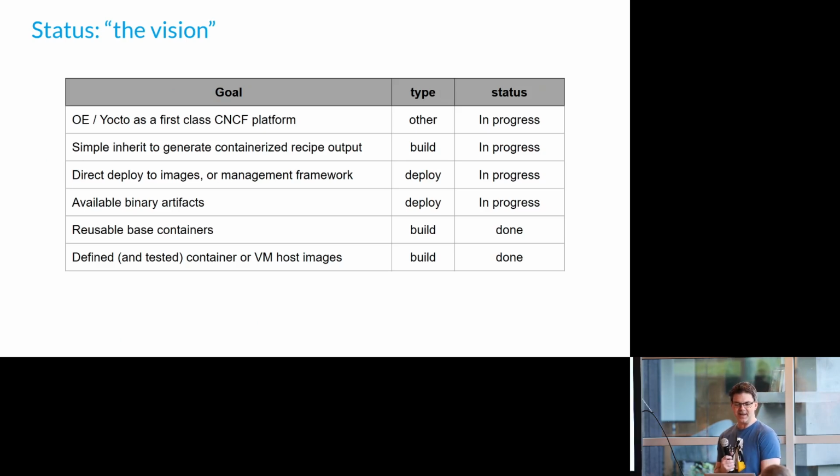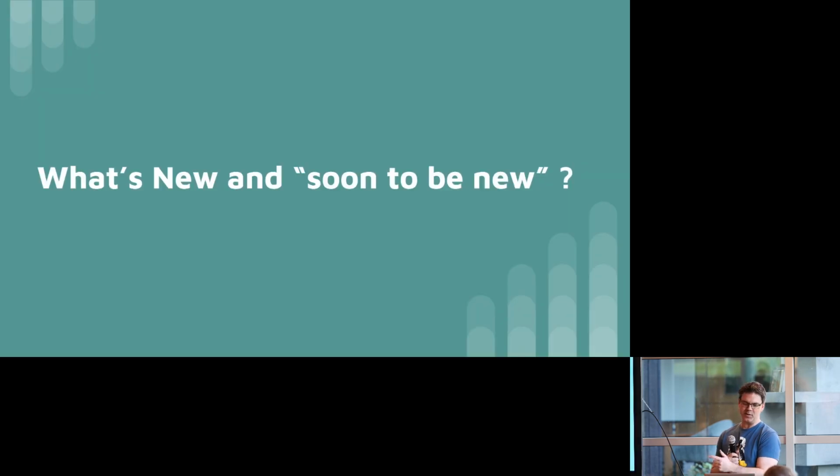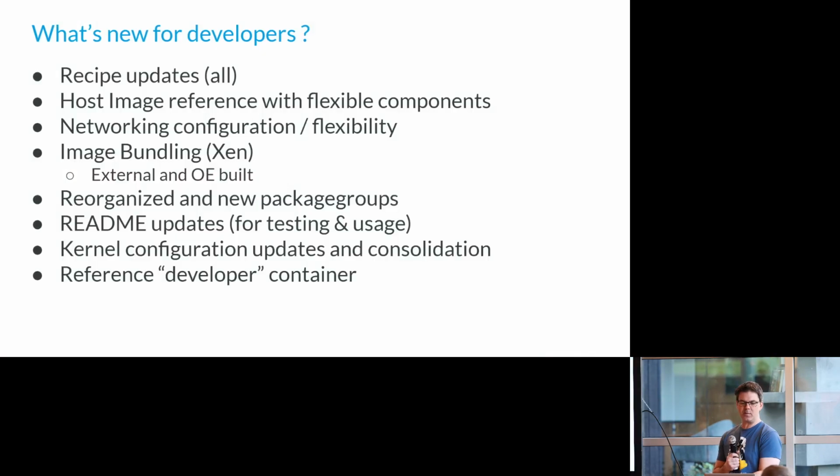On the vision, first class CNC in progress. That'll never be done. Simple inherit to generalize containers recipe of it, sort of done, in progress. Direct deployed images, in progress. Available binary artifacts, in progress. The only thing I'd say is reusable base containers. The definitions are there in meta-virtualization. And the defined and tested container VM host images, done. So I guess I'm still failing on the vision. But we can't be all thought leaders like Mr. Philip Ballister. He's a thought leader.